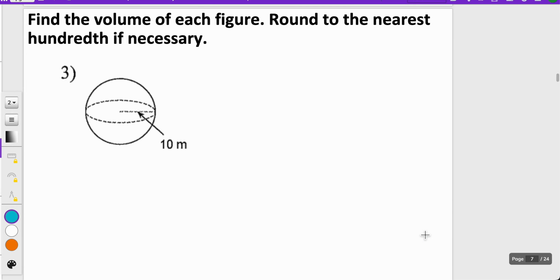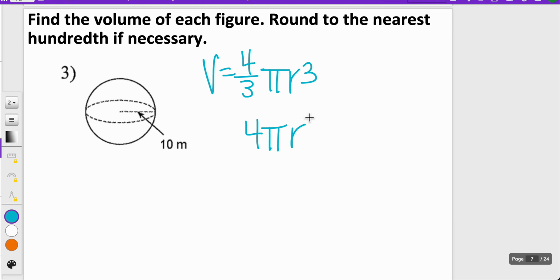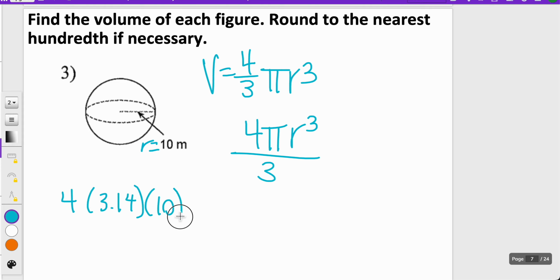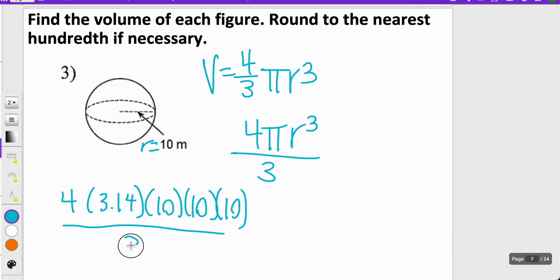Sorry about that. All right, we got a sphere. Remember, the sphere is the most recent thing we've learned. 4/3 pi r cubed, and a lot of the times we just take 4 times pi times radius to the third and then divide by 3. Our radius is already given to us. That's 10. So I'm going to type in 4 times pi times 10 times 10 times 10, or if you already know that, it's 1,000, and then divide by 3.